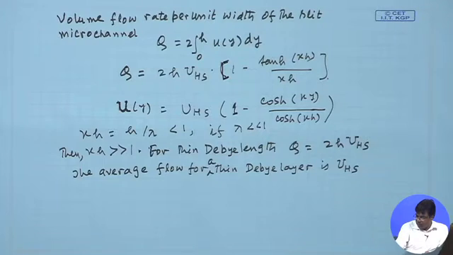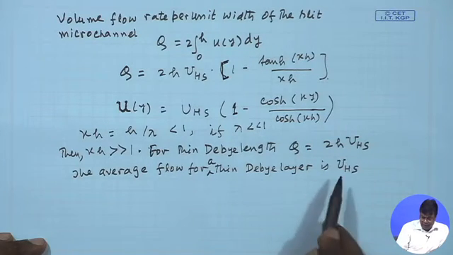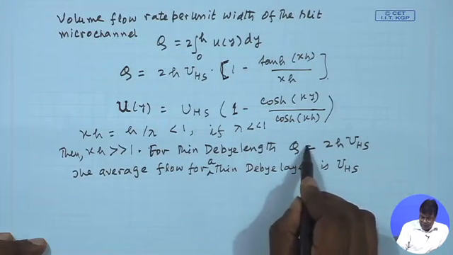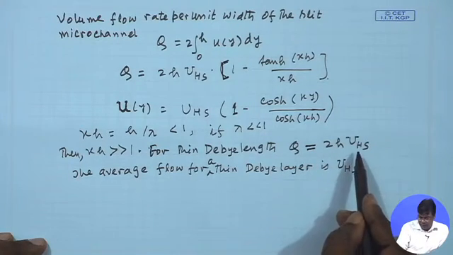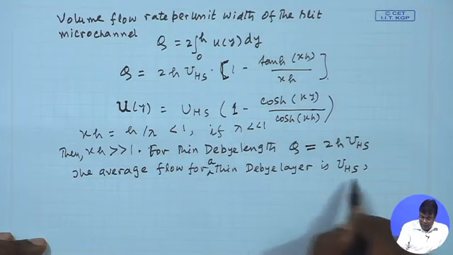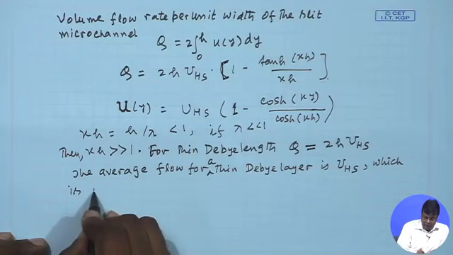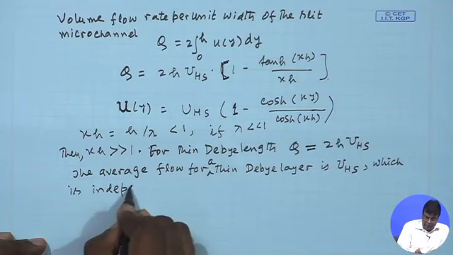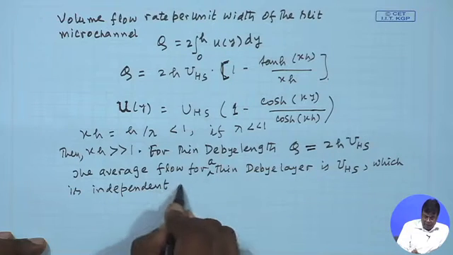Another thing is that this Q, what we obtain from here, is independent of device length, and also this UHS is independent of h, independent of the channel height.